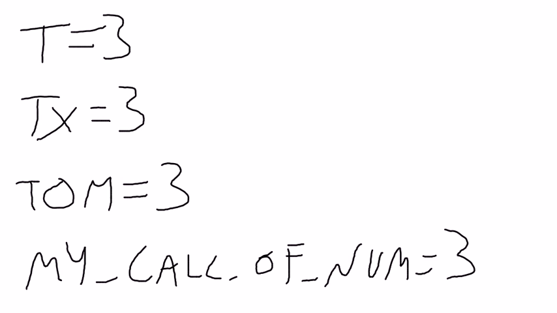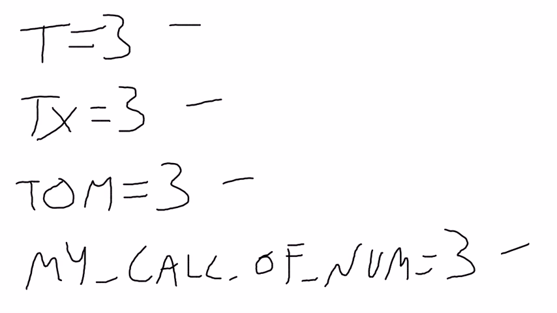Not the point. The point is that the name of the variable can be as long as you want. What we have here on the screen right now is 4 different variables. We have t, we have tx, we have Tom, and we have my calculation of numbers. So a program can have as many different variables as you want, and you can name them whatever you want.